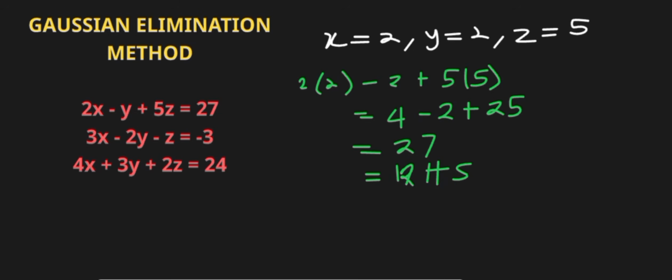In summary, when using the Gaussian elimination method, first write the augmented matrix, then use row operations to create zeros below the pivots, then perform back substitution to find the variables. Don't forget, the Gaussian elimination method can be used to solve any system of linear equations as long as there is a unique solution.